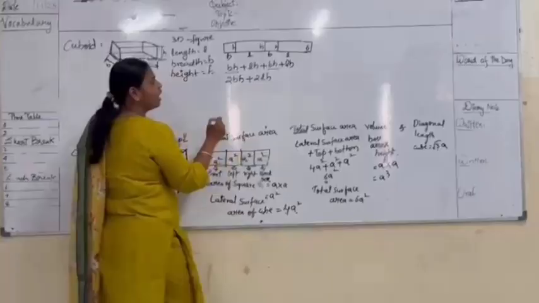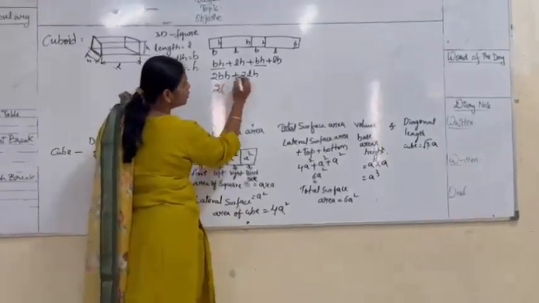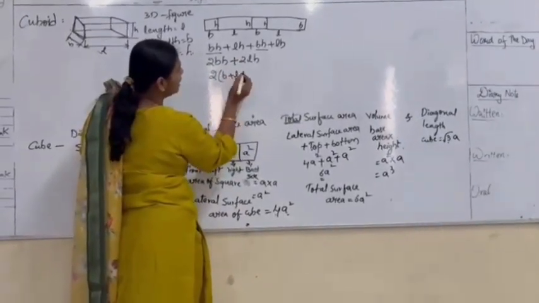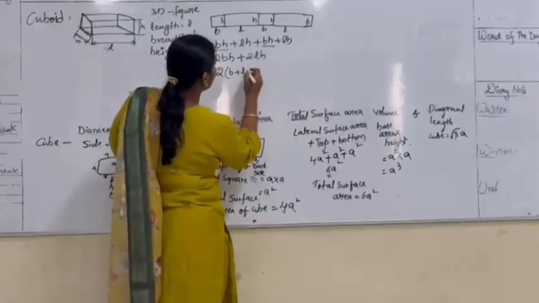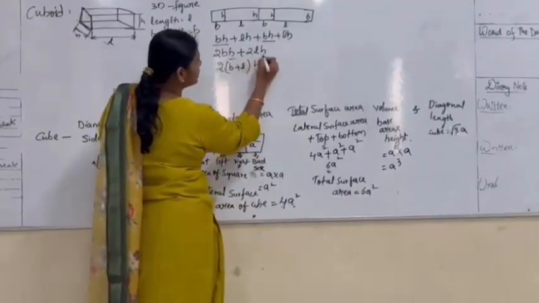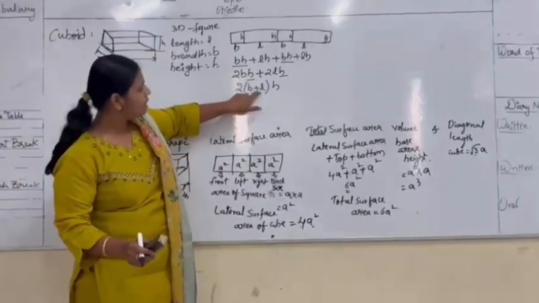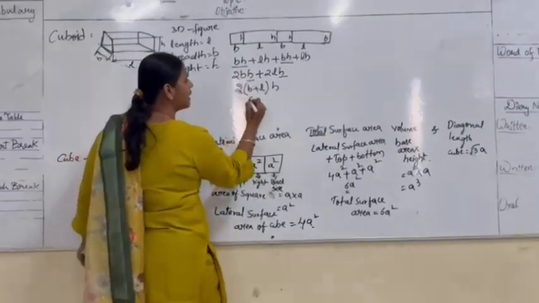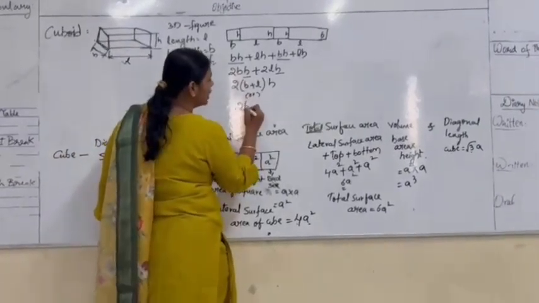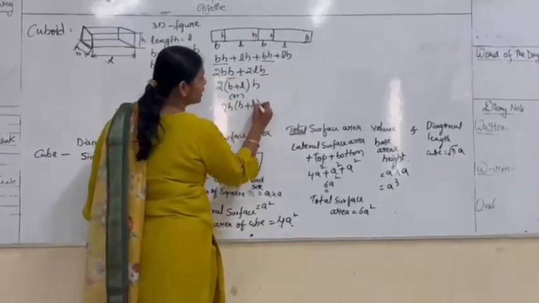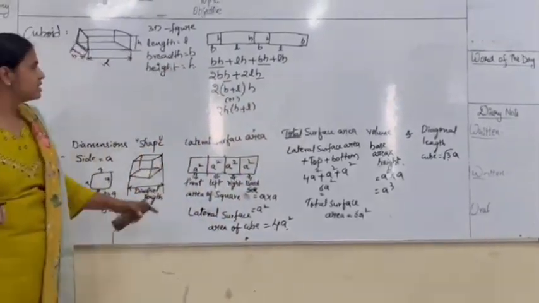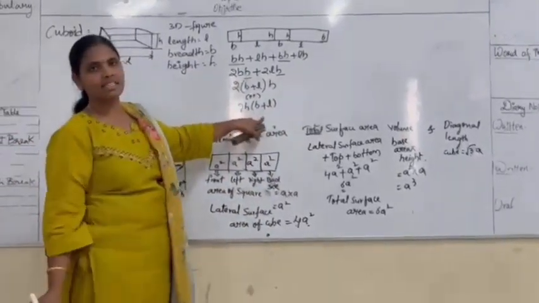We can take common 2 into B plus L into H, because here H is also common. So I am taking 2 into B plus L into H, or we can write it as 2H into breadth plus length, or length plus breadth. This is the lateral surface area.